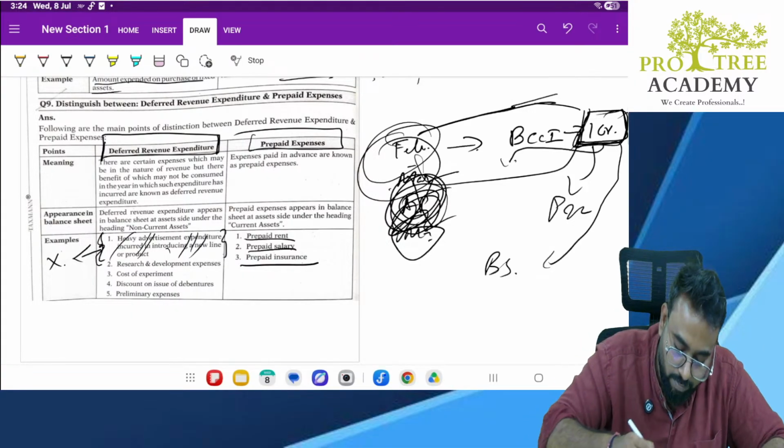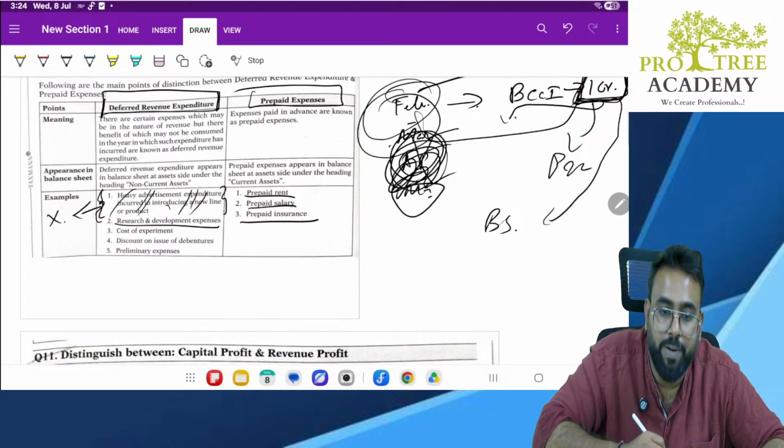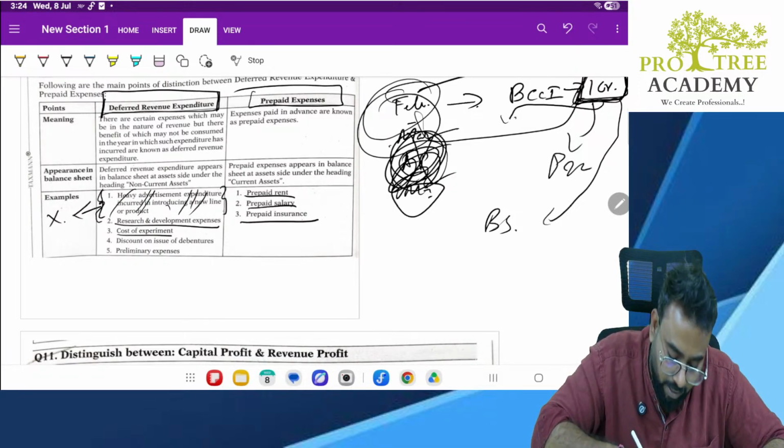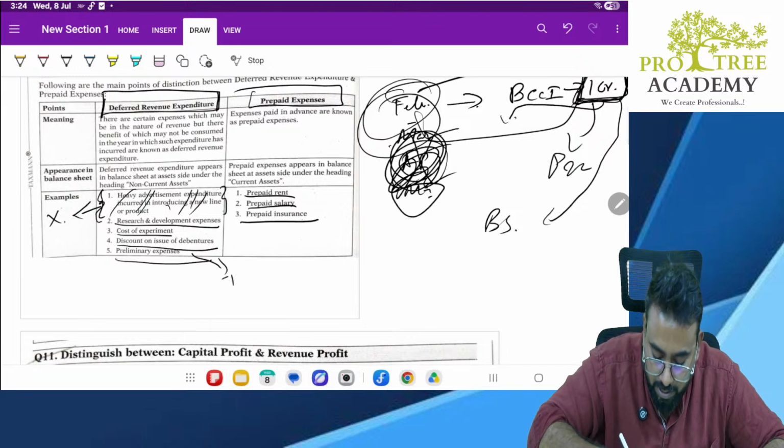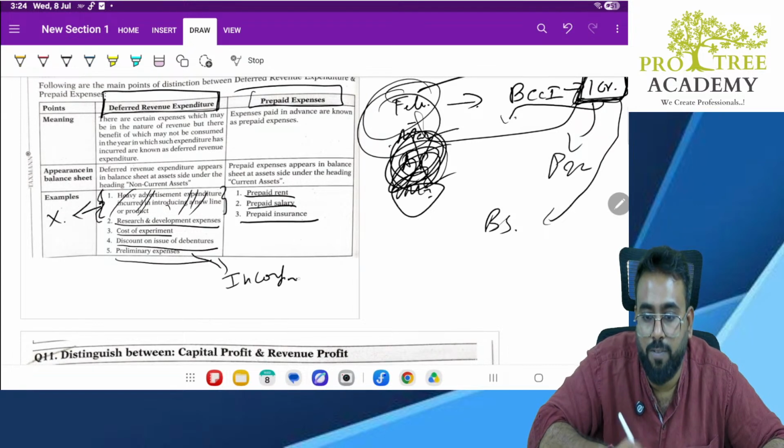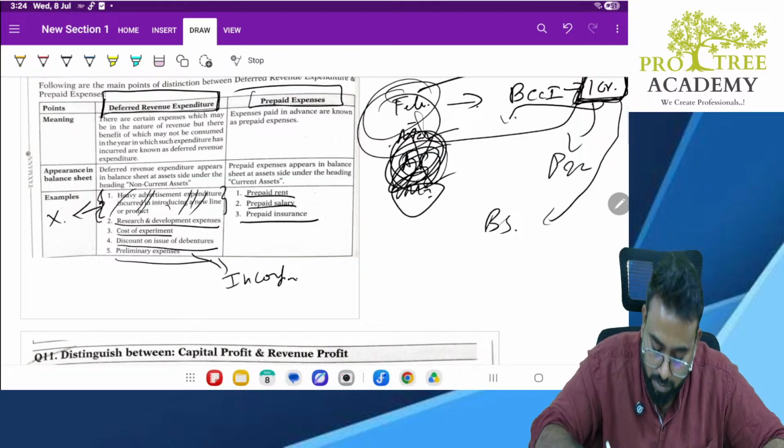Understanding? Yes? Okay. Research and development expenses, cost of experiment, discount on issue of debentures, preliminary expenses. Preliminary expenses are called incorporation expenses, is one of the examples of preliminary expenditure. Clear? Everybody understood?